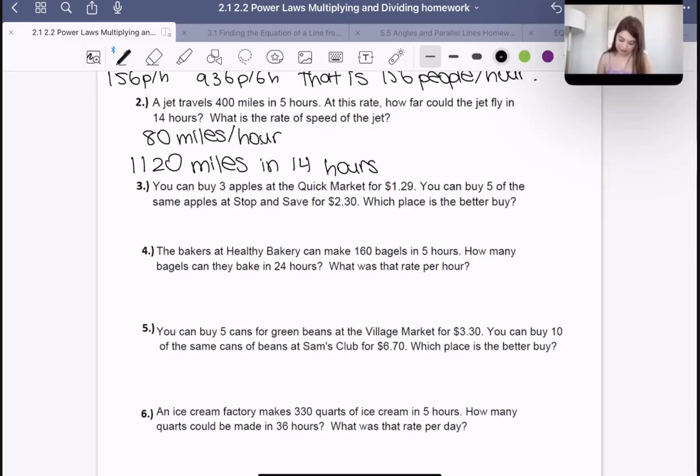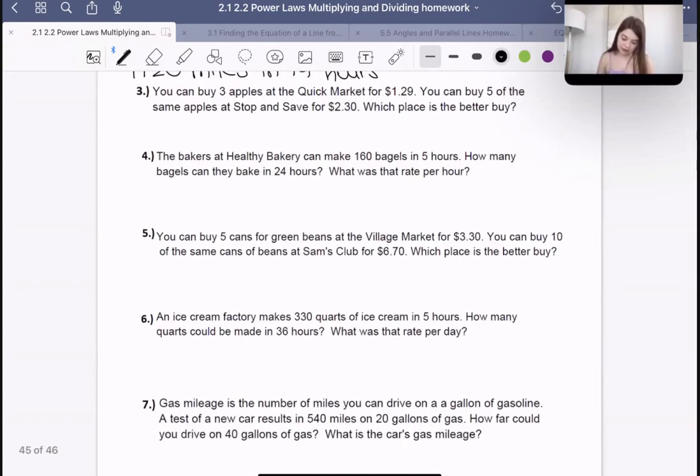Okay, awesome. This one asks, you can buy 3 apples at Quick Market for $1.29. You can buy 5 of the same apples at the Stop and Save for $2.30. Which place is the better buy? This is actually a very similar question to a question we did previously. I'm still going to do it here as well, just to review it. So let's start with the Quick Market. We'll say QM for Quick Market. It's 3 apples for $1.29. So $1.29 divided by 3 will give us the cost per apple. So it's 43 cents per apple.